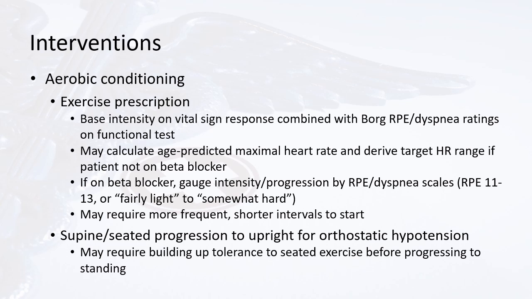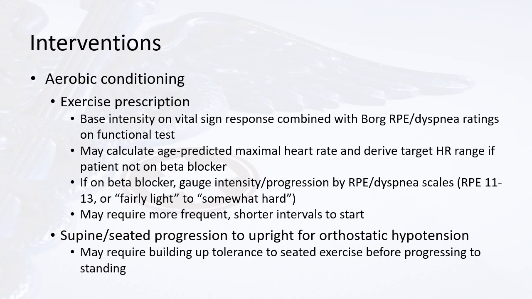Typically, a target heart rate range for aerobic training is about 65 to 85% of their age-predicted max. If a patient is on a beta blocker, this is going to blunt their resting and their exercise heart rate, and an age-predicted maximal heart rate with a target range will likely not work very well.